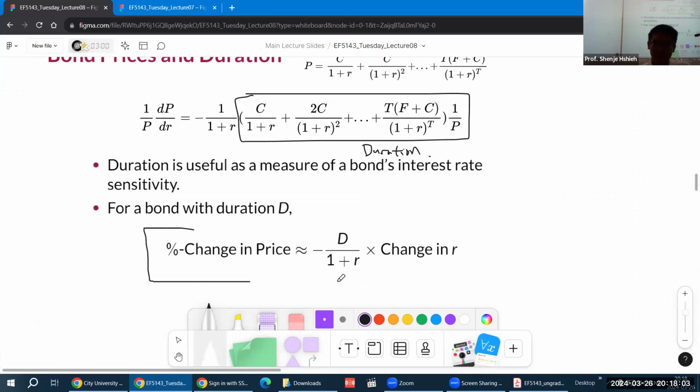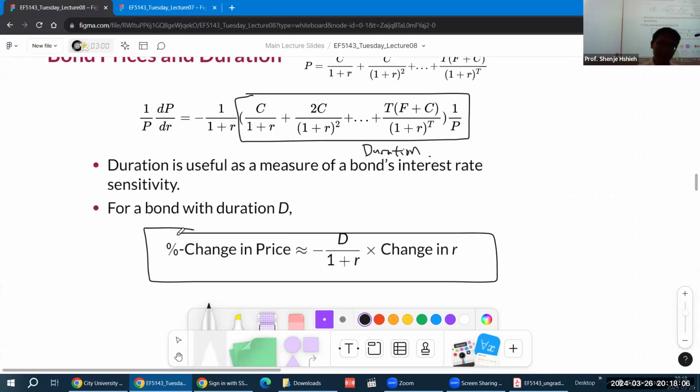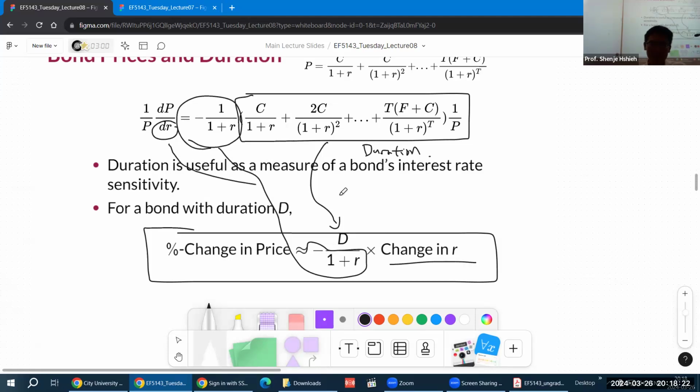So this is the simplified formula I usually give to MBA students because they don't like math, and fair enough. But now you can see where duration comes in. It's here. The negative 1 plus r is this term here, right? And then the change in r is simply moving this to the other side. Okay, so the percent change in the price, which is dP over P, is the negative duration discounted by 1 plus r times the change in r. So that's why it looks like that.